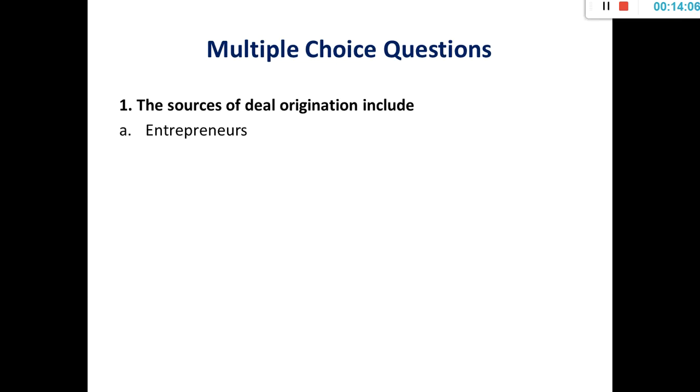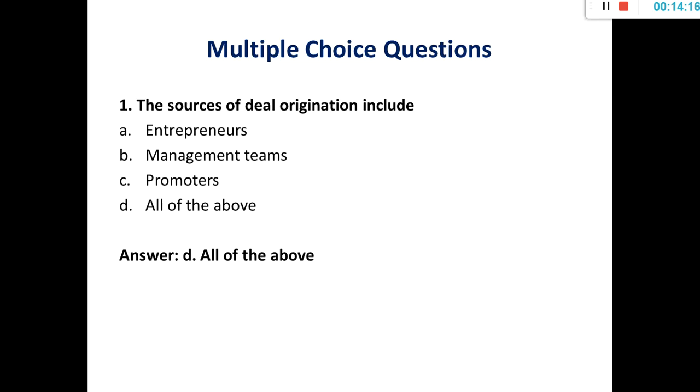Now we have arrived at the stage of multiple choice questions. The first question: the source of deal origination includes, the options are: entrepreneurs, management teams, promoters, all of the above. So these are the sources of deal origination. The right answer is all of the above.